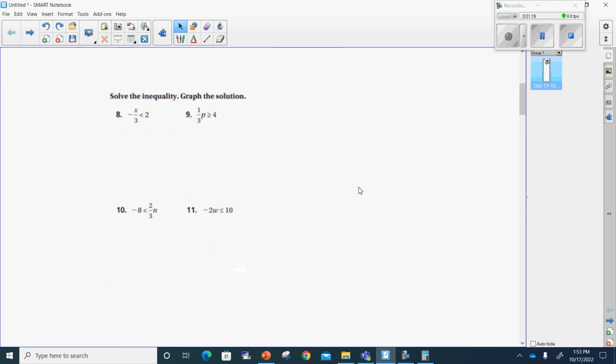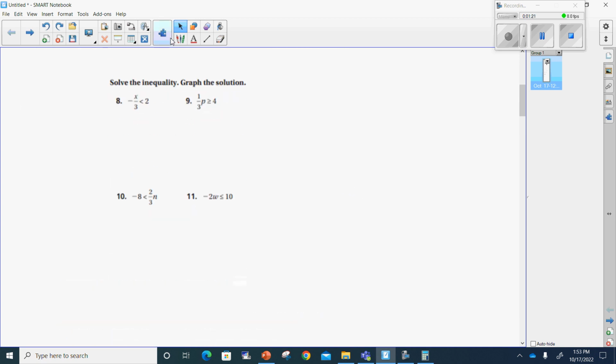Let's go to number 9 now. Number 9 says, solve the inequality, graph the solution. Well, if I solve this inequality, I'm going to have to multiply by 3 over 1 to get rid of 1 over 3, which means I'm multiplying by 3. So I'm going to have to multiply 3 on this side. P will be greater than or equal to 12, because 4 times 3 is 12.